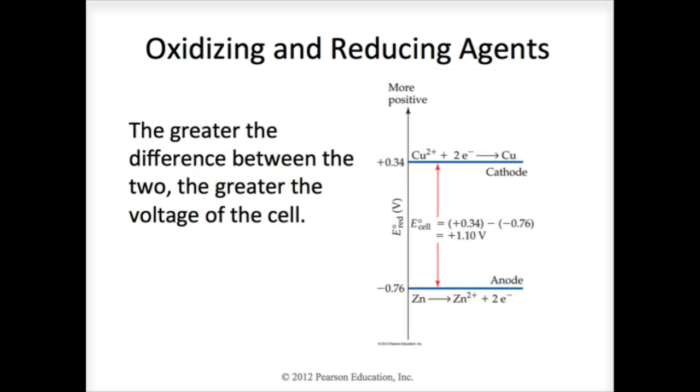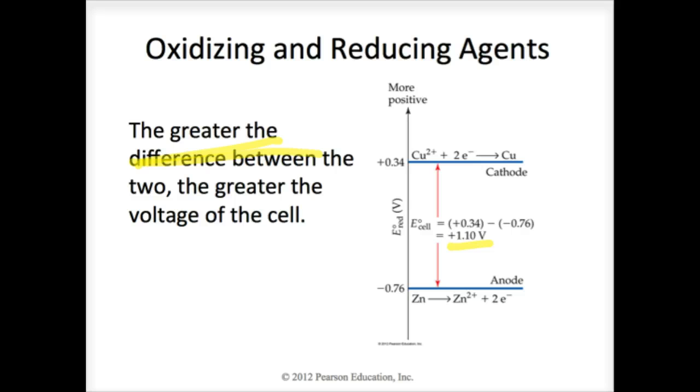The main reason for this is if we're creating a battery, if we're creating a voltaic cell, we want the greatest difference between them. We want a huge reduction potential difference. So if we look at copper and zinc, we get a difference of 1.1. That's a big difference. That's going to be a nice spontaneous voltaic cell. So we're going to generate a fair amount of volts.